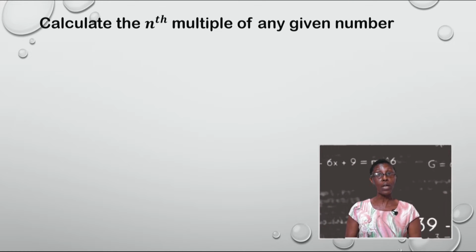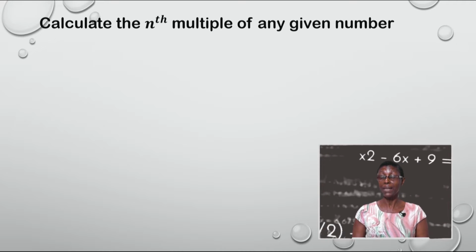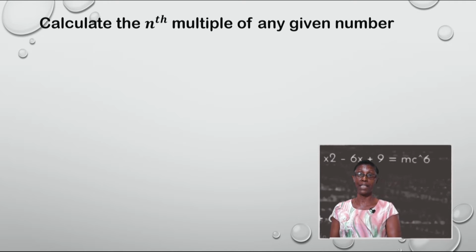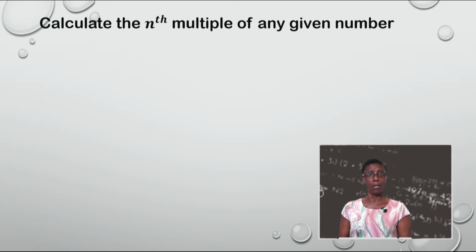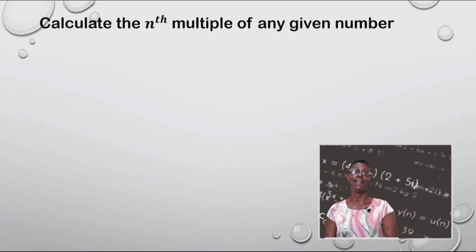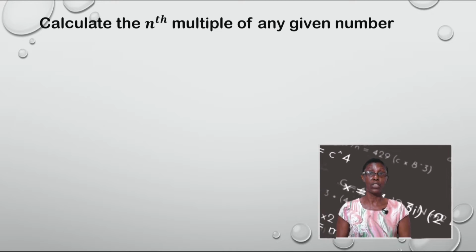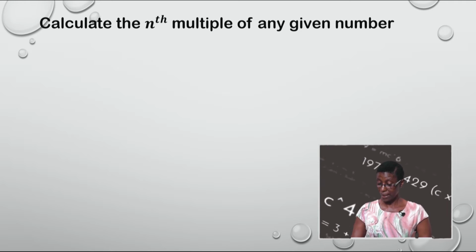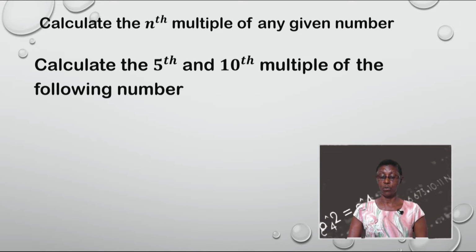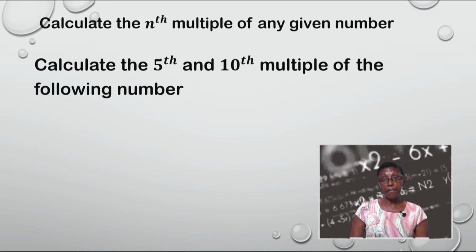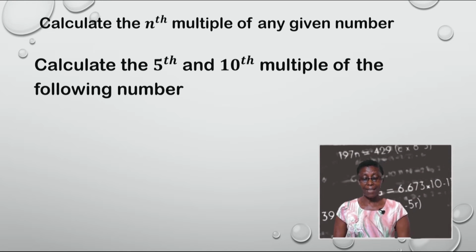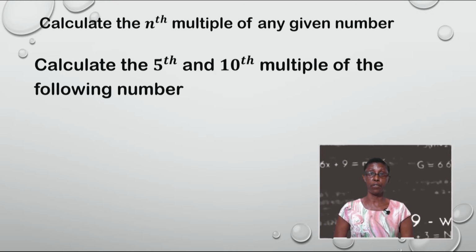So we're going to look at only one number, one number which is a multiple of any number. So we call that nth. You've seen the term nth when you did sequences, which is the nth term. You've done that, so the term is not new to you. So we're going to calculate the 5th and the 10th multiple of the following number.